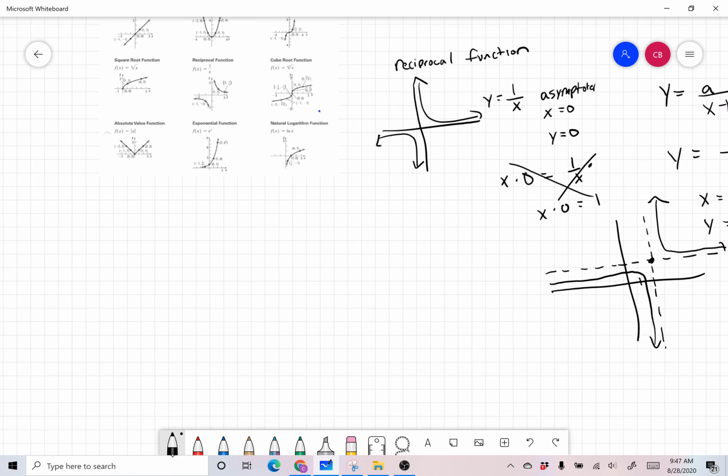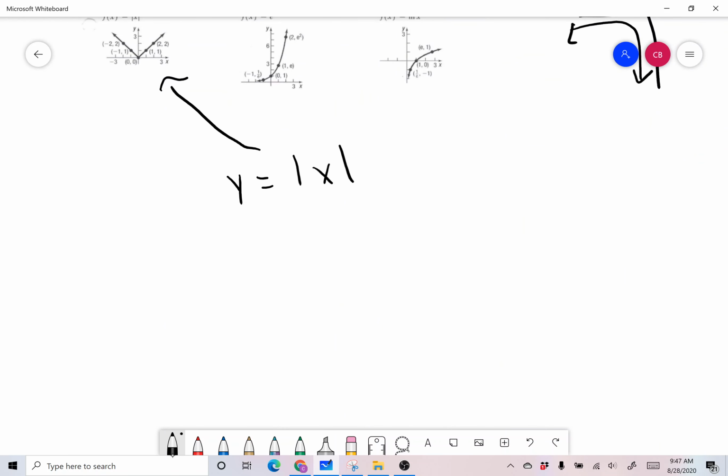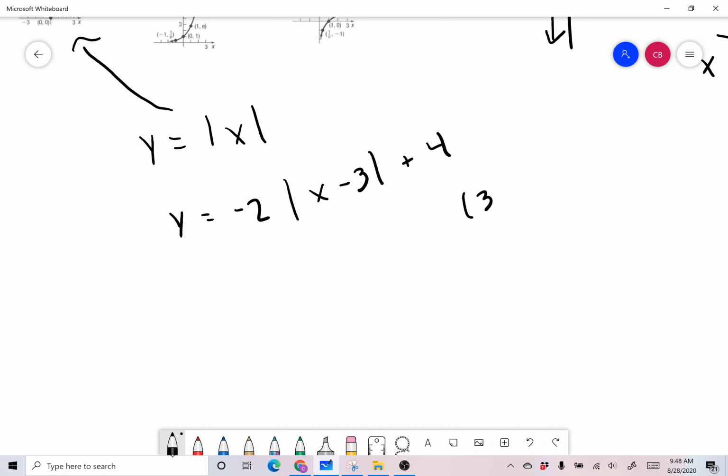The next one I want to talk about is the absolute value function. If we have y is equal to the absolute value of x, remember it looks like this. So I've already got it graphed out. But let's say that I change it. I say y is equal to negative 2 times the absolute value of x minus 3 plus 4. Well, h here is 3. K here is 4. And a is negative 2.